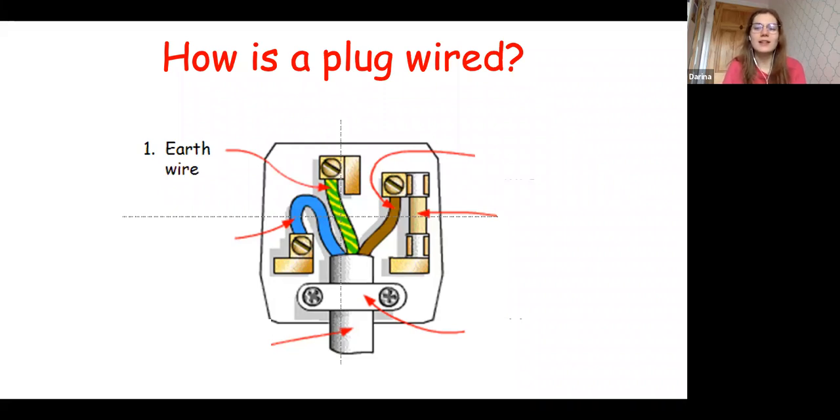So I always imagine that live one. So if you touch it, bad things are going to happen. You're going to get hurt. So that's how I remember it. If you want to create your own system, please feel free to. But the live wire is the brown one on the right, and then the blue wire on the left is the neutral one. So we have the neutral wire. Can anyone tell me what the neutral wire is for?